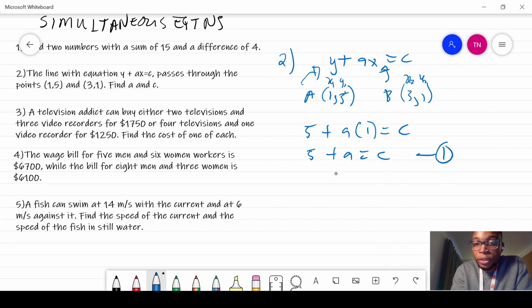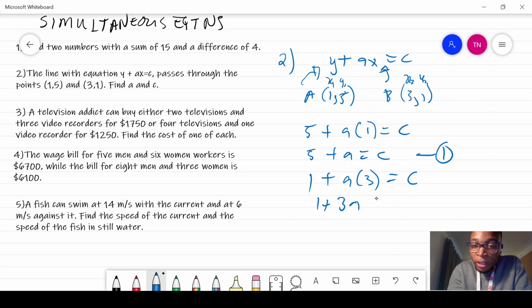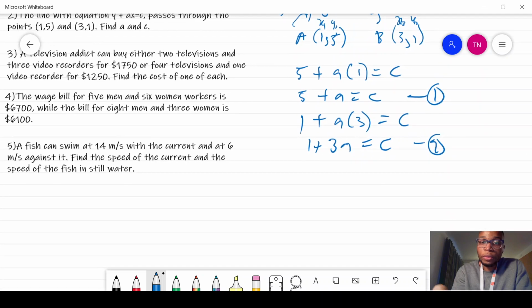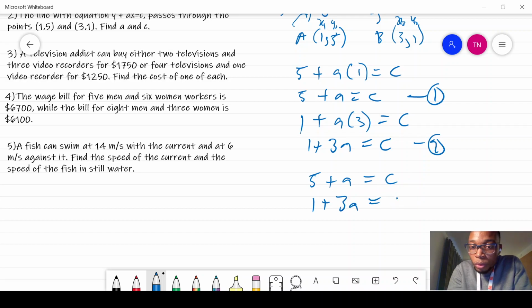Now we substitute point B into the equation above. y there is 1, plus a times x, which is 3, is equal to c. So what we get is 1 plus 3a is equal to c. That is equation number 2. So we're going to solve the two equations simultaneously: 5 plus a equals c, and 1 plus 3a equals c.